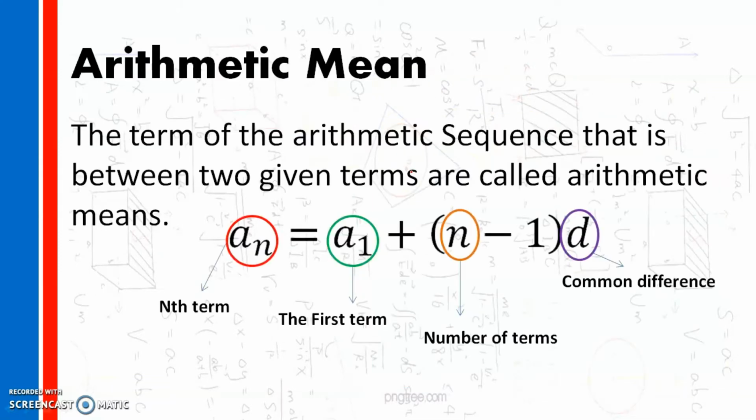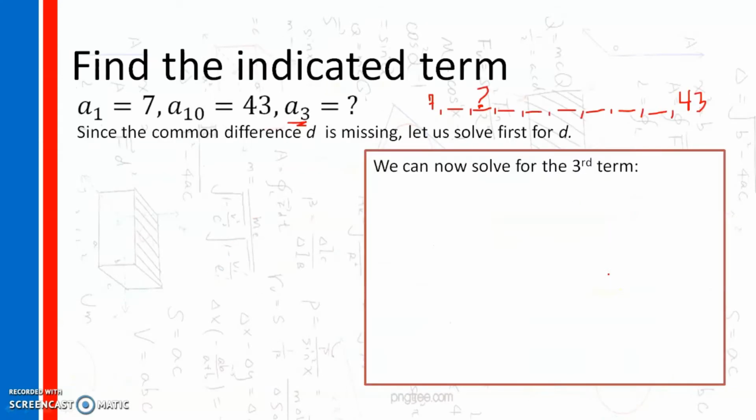Balikan muna natin yung sinabi natin kanina. Dapat present itong apat na ito para ma-generate natin yung pattern. Meron tayong last term which is a sub 10, right? Okay, meron din tayong first term. Meron na rin tayong n which is 10. Ang nawawala ay yung common difference. So we have to find the value of d before we can generate the third term. So how are we going to do that?